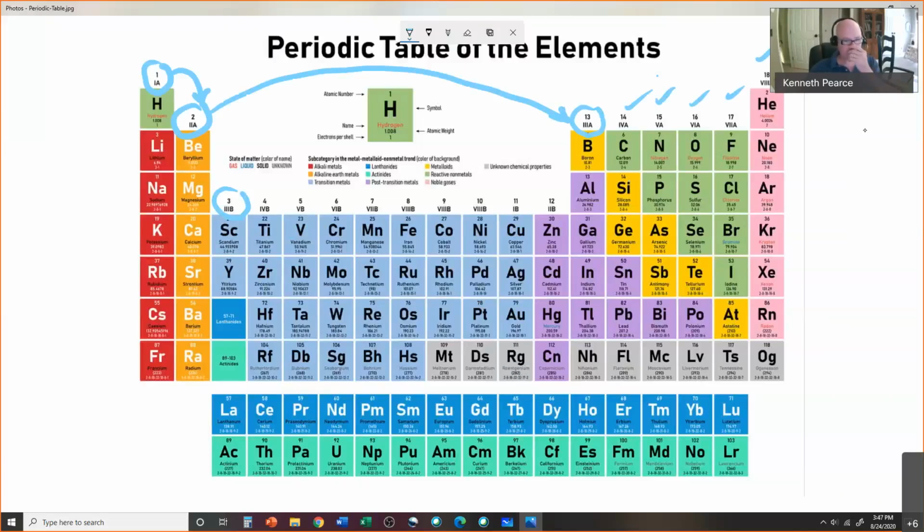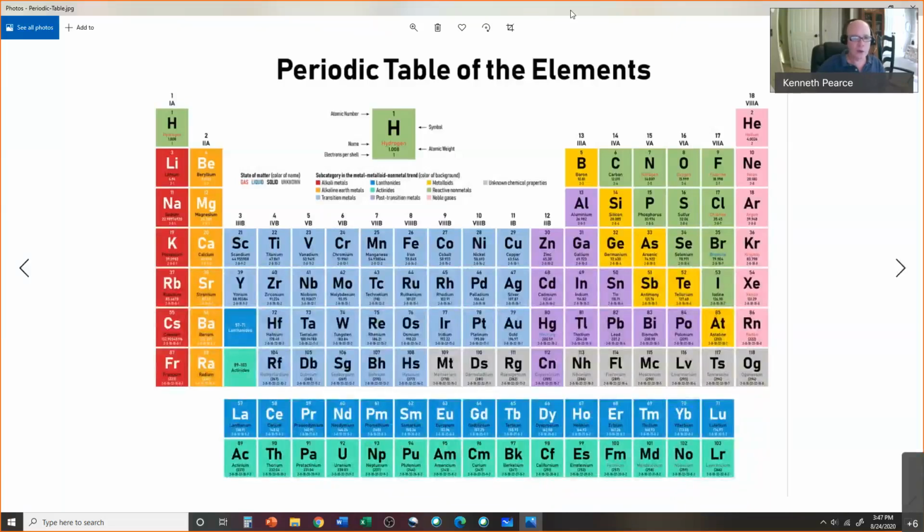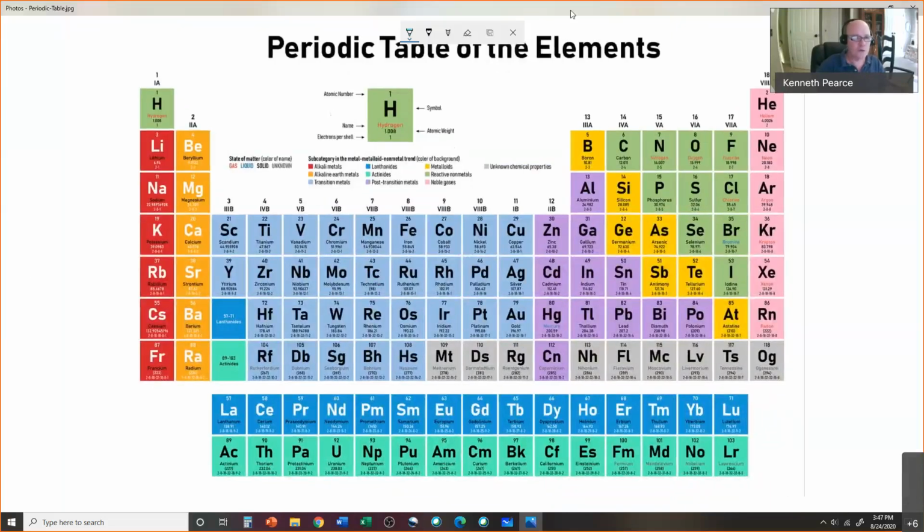Now, these groups have some common names, and let me go ahead and show you some of the common names. I think what we'll do is just start over with that rather than try to erase it. Okay, so we have common names for these. Except for hydrogen, these in group 1A are called the alkali metals. And group 2A is actually the alkaline earth metals. All right.